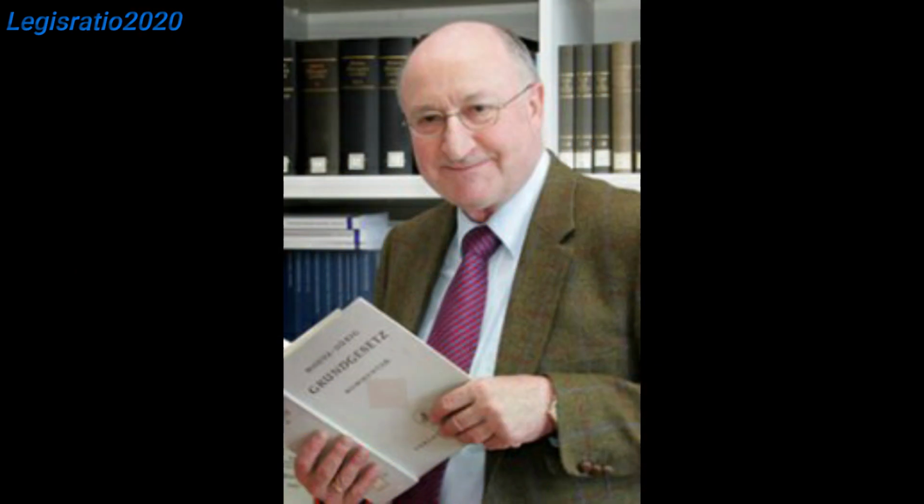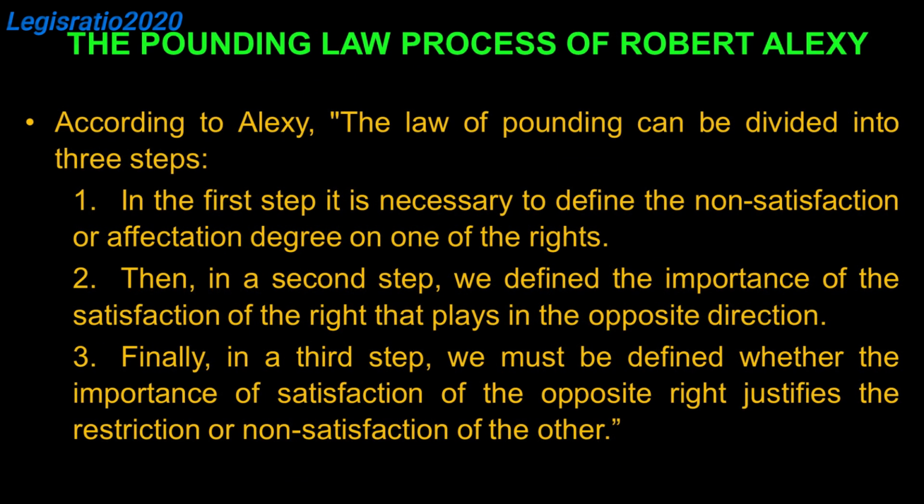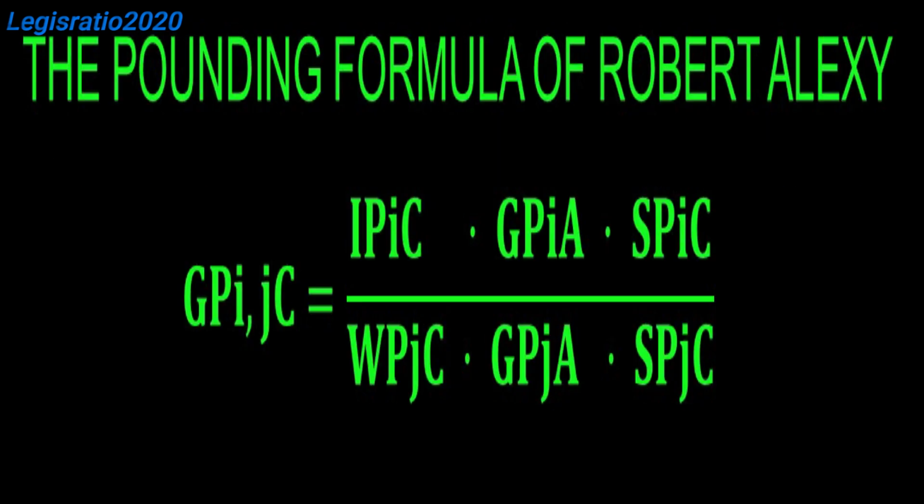According to Alexy, the law of weighing can be divided into three steps. In the first step, it is necessary to define the non-satisfaction or affectation limit on one of the rights. Then, in the second step, we define the importance of the satisfaction of the right that plays in the opposite direction. Finally, in the third step, we must define whether the importance of satisfaction of the opposite right justifies the restriction or non-satisfaction of the other. In order to structure that, Alexy proposed his weighting formula.